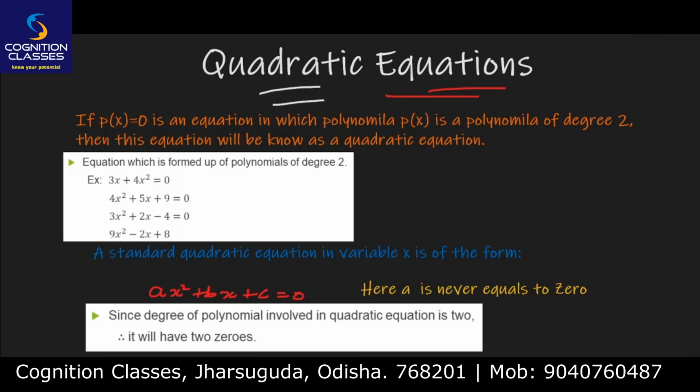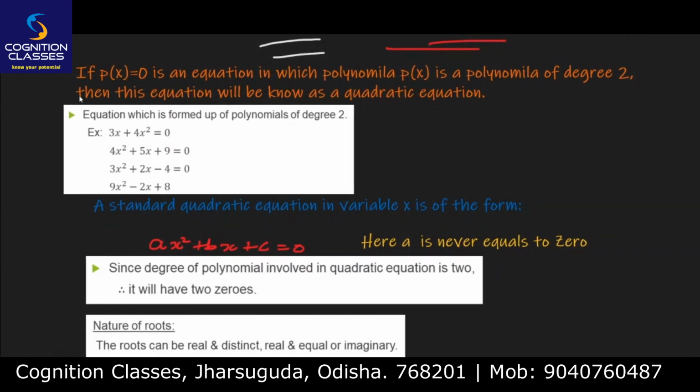We have seen that if an equation is formed of a polynomial of degree 2, then that particular variety of equation will be known as a quadratic equation. For example, here I will go with the definition. If p(x) = 0 is an equation in which the polynomial p(x) is of degree 2, then we can say that the equation is a quadratic equation. I have written a few examples here, like 3x + 4x² = 0. If you concentrate on this polynomial, you will see that this is a quadratic polynomial, thereby making it a quadratic equation. Similarly, there are a few more examples here.